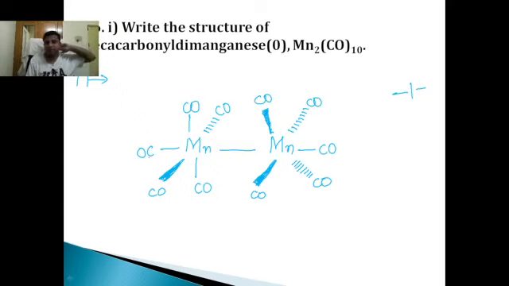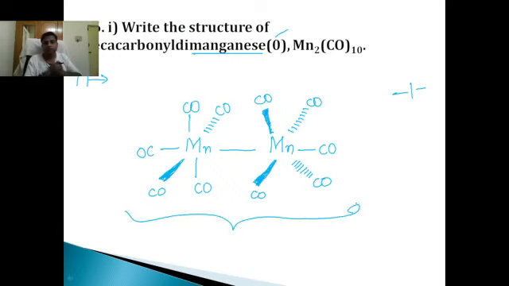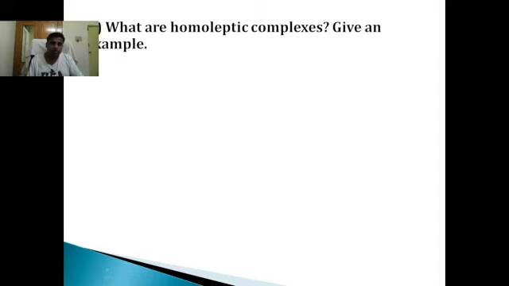Decacarbonyldimanganese(0). Of course, since it is an organometallic compound, in any organometallic compound the oxidation state of the central metal atom is going to be 0. Please learn and practice this structure. So the last sub question is this: what are homoleptic complexes? Give an example.